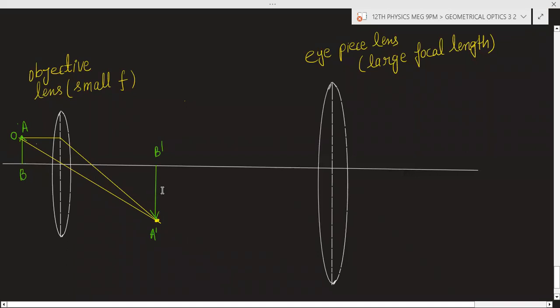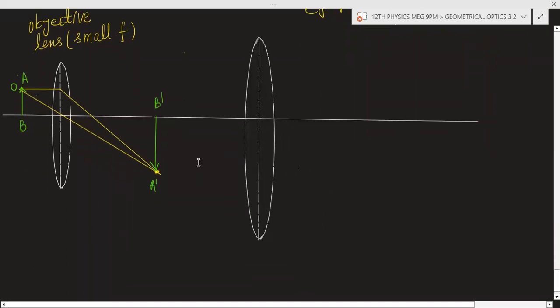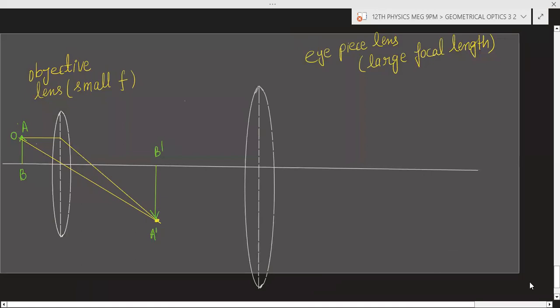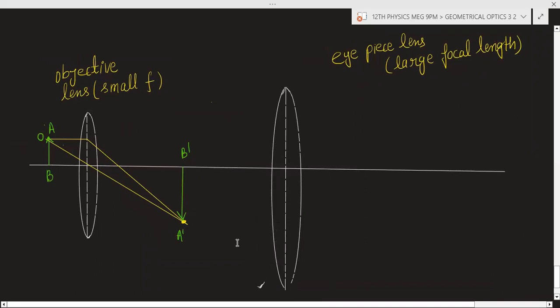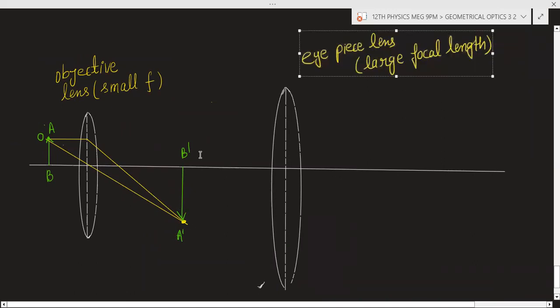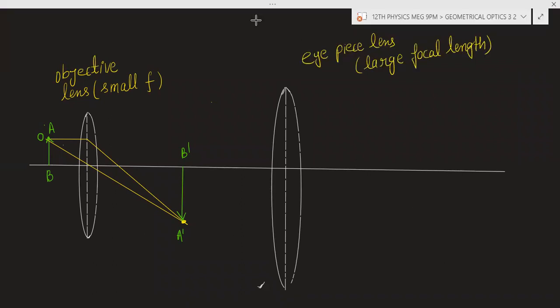Now, this is the eyepiece lens. For this eyepiece lens, this image will work as an object. Now this eyepiece lens will form another image of this object. So now we will draw the ray diagram for this object.